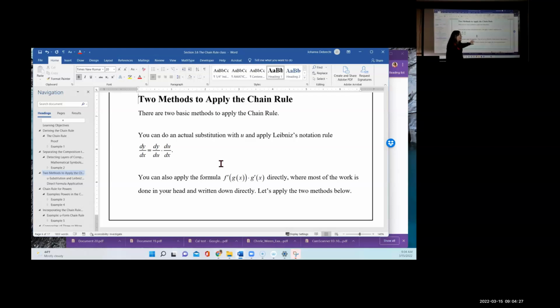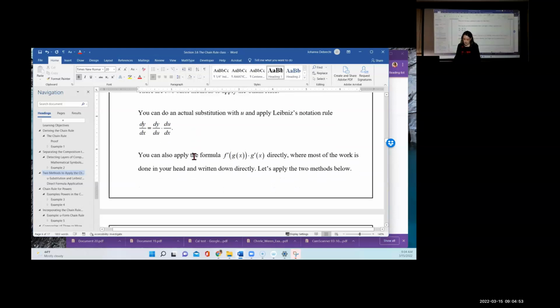When you apply the formula directly, most of the work takes place in your brain, and then it's written down directly. If you use the U substitution formula, then you write down most of the steps. So it takes a little bit longer. It's longer to do, and there's a little bit less guesswork. There's not really any guesswork in it, but there's less to do in the brain.